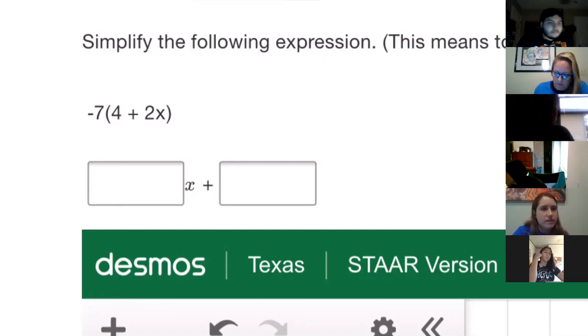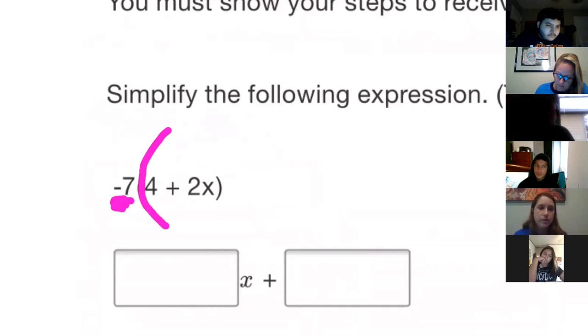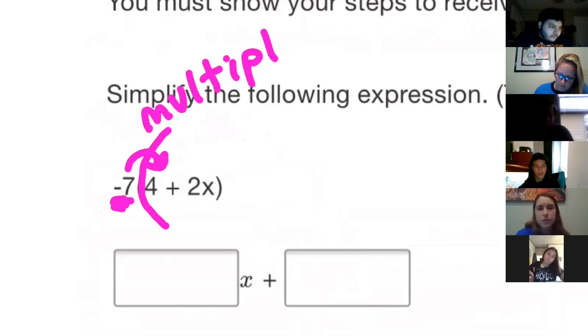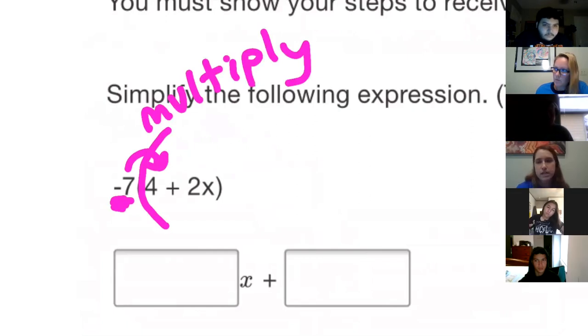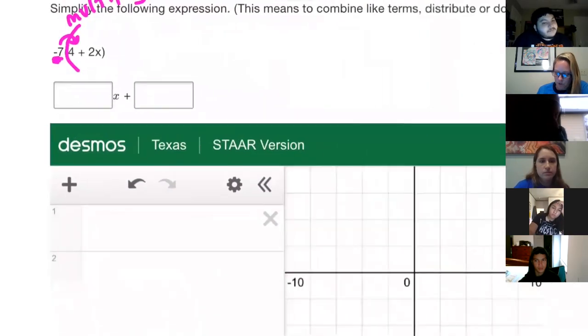All right, so -7 parentheses 4 plus 2x. On our last lesson that we did last week, whenever you have a number outside of the parentheses like that, remember that's whenever you distribute and use the rainbow, and you're going to be using multiplication. So first, -7 times 4 gives you what? You can just type it in the chat really quick. And if you need help, you guys are welcome to use Desmos. And if you're actually on Schoology, Desmos is under there and you can just type it in.